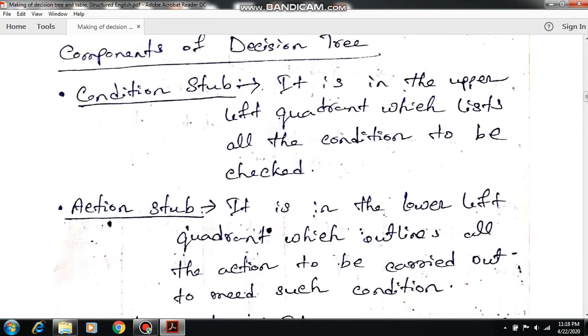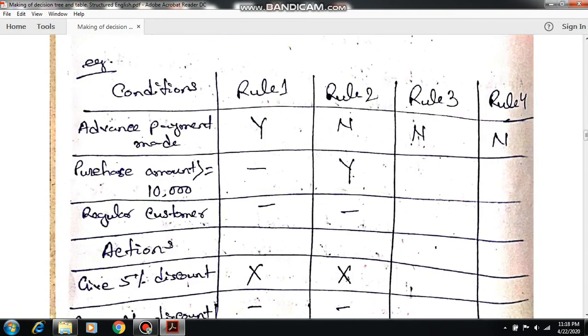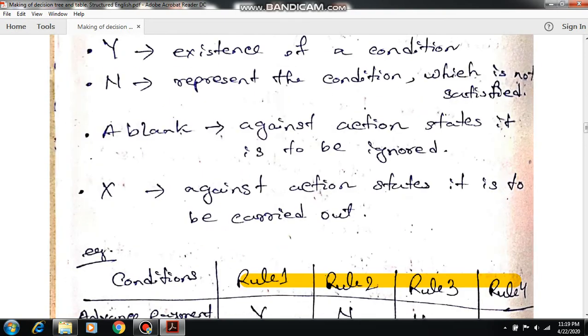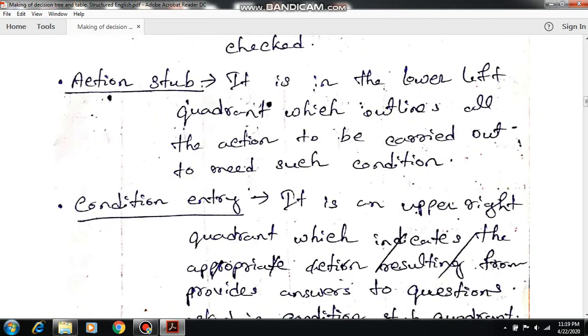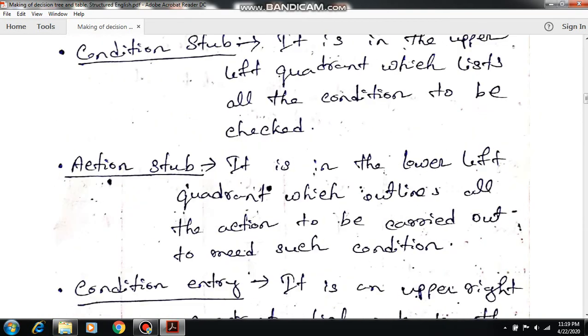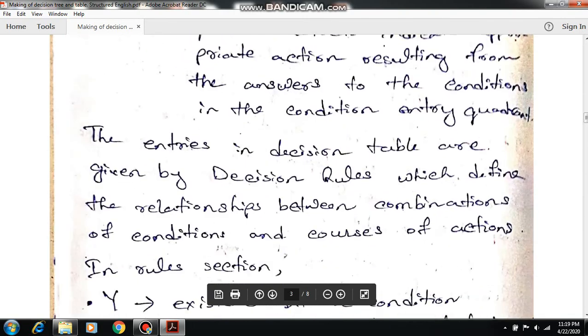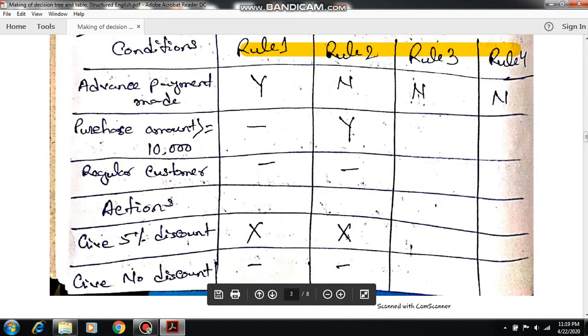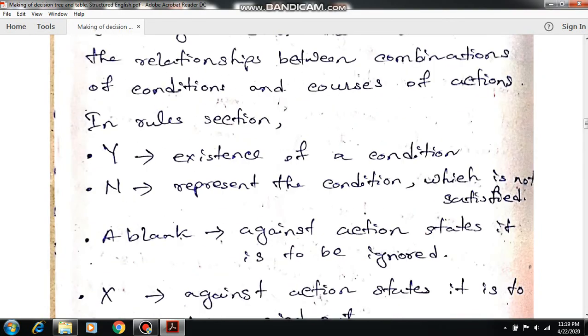So the condition stub is in the upper left quadrant, which lists all the conditions to be checked. Means this part is the condition stub. Now the action stub is the lower left quadrant, which outlines all the actions to be carried out for such conditions. So this part is the action stub.